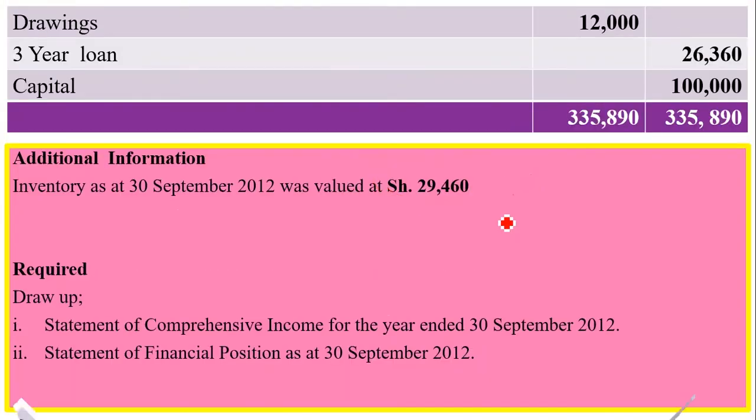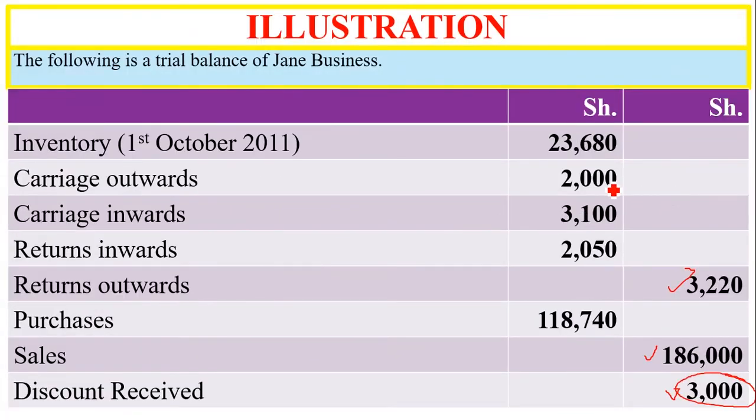So expenses are normally debited, so you check for those items that are debited and are not balance sheet items and are not items in the trading account. This one, inventory, is a trading account item, that is the opening stock. We have carriage outwards. Carriage outwards is an expense, so this is one of the expense items. We have carriage inwards, that is in the trading account. Return inwards, trading account. Purchases, trading account.